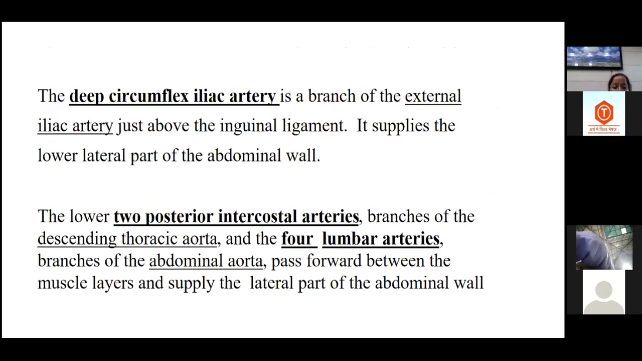The deep circumflex iliac artery is a branch of the external iliac artery just above the inguinal ligament. It supplies the lower lateral part of the abdominal wall. The lower two posterior intercostal arteries are branches of the descending thoracic aorta, and the four lumbar arteries are branches of the abdominal aorta that pass forward between the muscle layers and supply the lateral part of the abdominal wall.